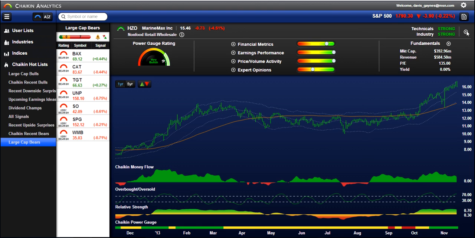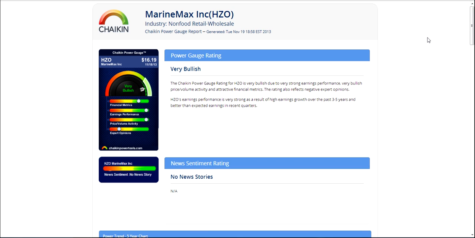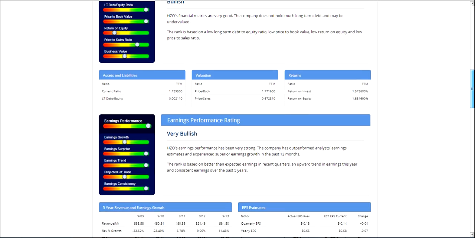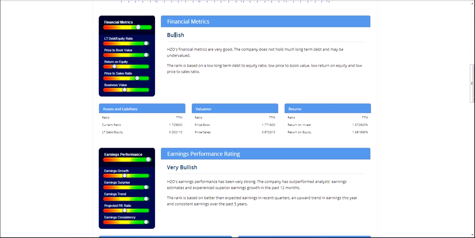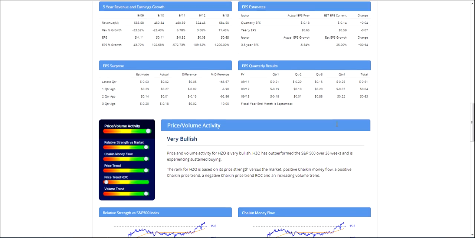The one other thing to look at are research reports. Every one of our 5,000 stocks has a research report created each night. This essentially is a plain English version of what we looked at on that front screen. It talks about the power gauge, it talks about why a particular stock by factor and by group is bullish or very bullish, and gives you a little more data than we put on that front page.